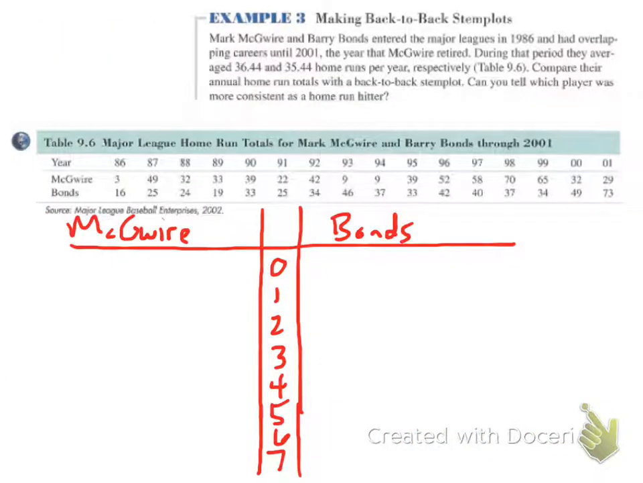All right, cheaters. Mark McGwire and Barry Bonds entered the major leagues in 1986 and had overlapping careers until 2001, the year that McGwire retired. During that period, they averaged 36.44 and 35.44 home runs per year, respectively. Compare their annual home run totals with a back-to-back stem plot. Can you tell which player was more consistent as a home run hitter? Well, back-to-back means you're making two stem plots, but you're putting them in the same plot.